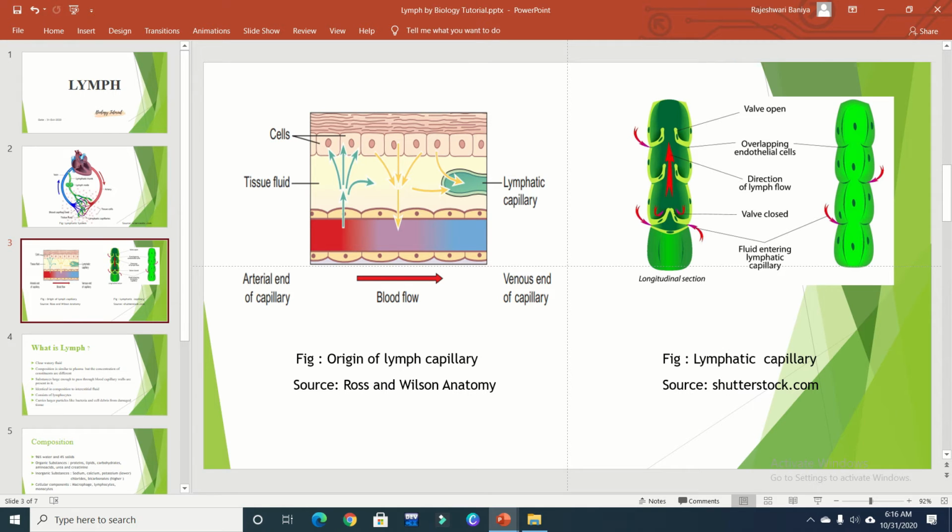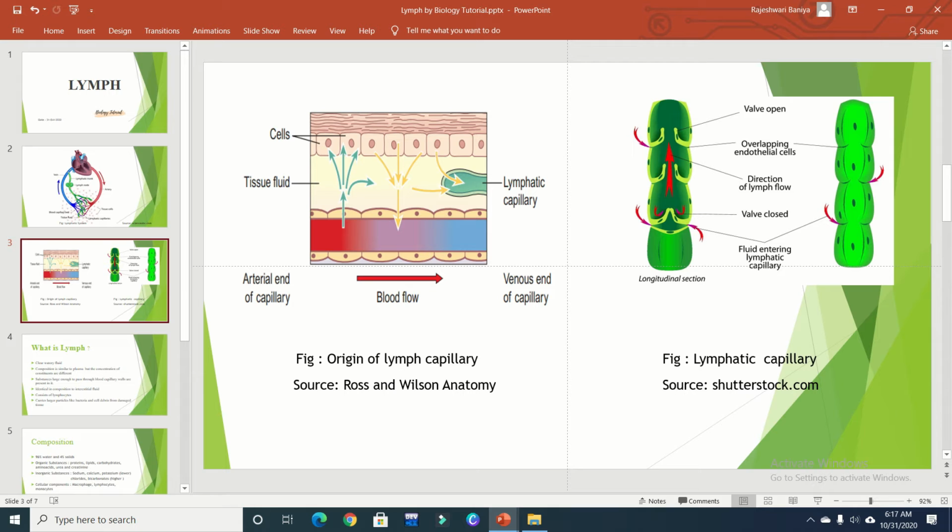Every day 20 liters of fluid is leaked from the blood capillaries. In the blood capillaries, there is the presence of pores or holes. It is made of a single layer of endothelial cells. The fluid passes into the tissue space, and this liquid is known as the interstitial fluid. From there it will move upward. It will go to the cells nearby.